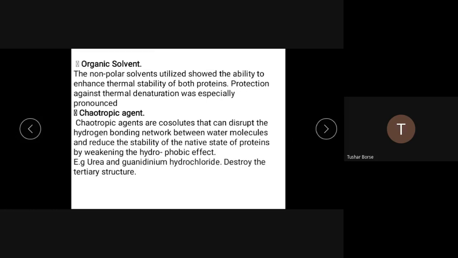Organic solvent. The non-polar solvent utilized shows the ability to enhance thermal stability of both proteins. Protection against the thermal denaturation was especially pronounced. Organic solvent is nothing but water and non-solvents. Then chaotropic agents. Chaotropic agents are co-solutes that can disrupt the hydrogen bonding between the water molecules and reduce the stability of the native state of proteins by weakening the hydrophobic effect. Well-known examples of chaotropic agents are urea and guanidinium hydrochloride, which destroy the tertiary structure.